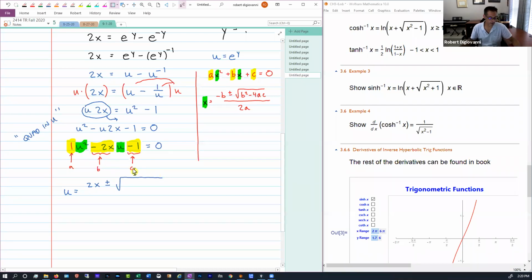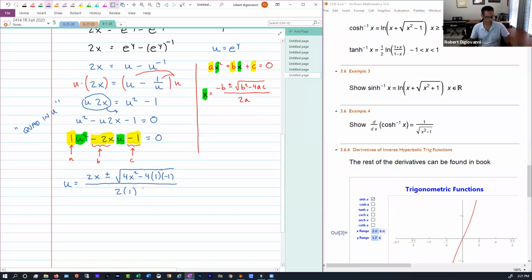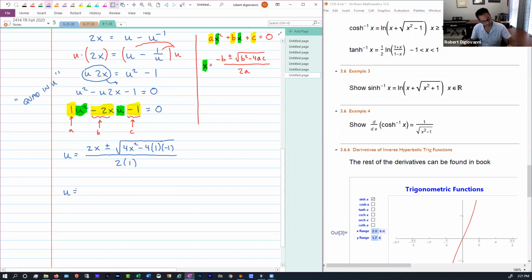Now, what is b squared? So what is our b here squared? 4x squared. Then minus 4 times a. A for us is 1. Times c. C for us is -1. All over 2 times a, but a for us is 1. So here we go. We've got u is equal to 2x plus or minus the square root of 4x squared plus 4, all over 2.